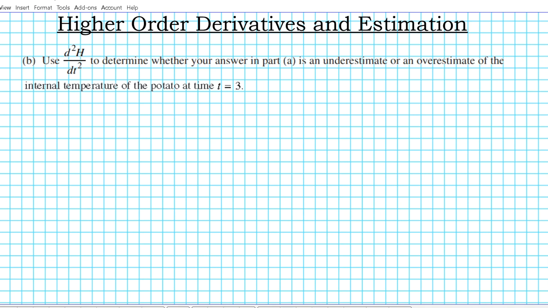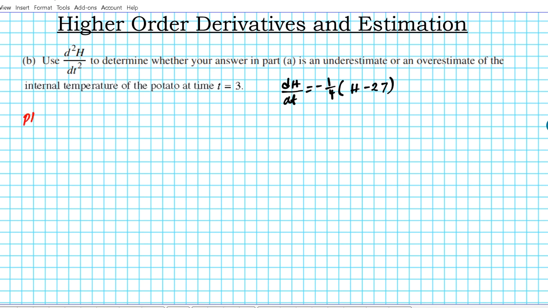Okay, so let's specify what the differential equation was from part A. We had dh/dt equals negative 1/4 times (h minus 27). This is the differential equation that we're talking about. So what's our plan of attack to determine if the answer we got in part A was an over or underestimate? In part A, we basically found the equation of the tangent line, so we want to see how it compares to the actual value of the function.